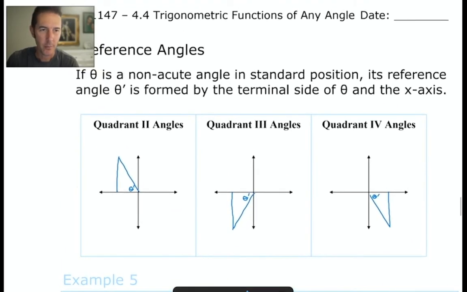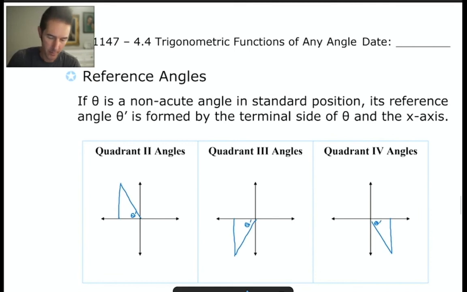Oh, there it is, typed up. You can see the actual theta prime right here. It's not quite an apostrophe. It's like a straight apostrophe.